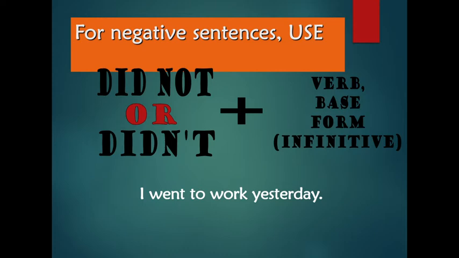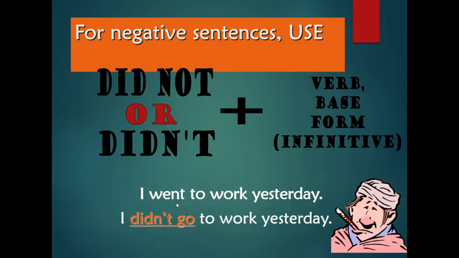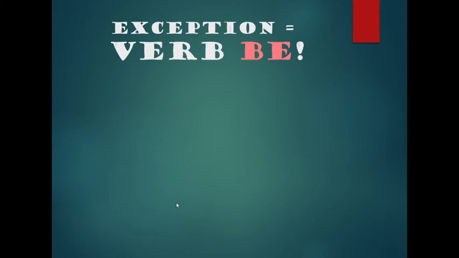Okay? I went to work yesterday. Went is the past. This sentence is affirmative sentence. I wanted to put it in a negative form. How come? The verb went is in the second form. Instead of went, I will use didn't, and change went to the infinitive form of it, which is go. Went will be go. So I didn't go to work yesterday. Maybe I was sick.